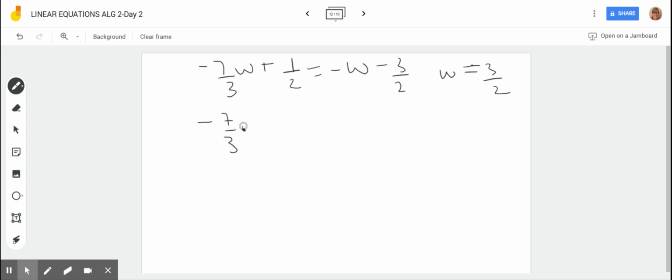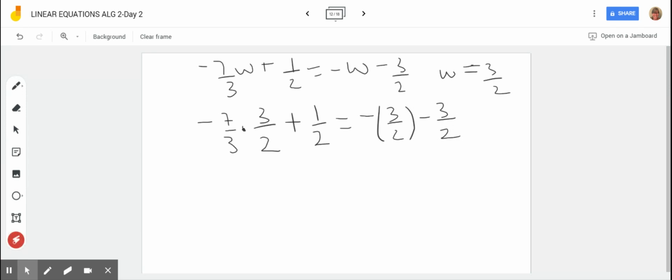-7/3 times 3/2 plus 1/2 equals -3/2 minus 3/2. Just make a habit of when there is a variable that follows a negative sign, put a parentheses, no matter what, even if it's easy like this problem. Just do it as a habit so that when we get into some crazy problems with negatives, you don't get confused.